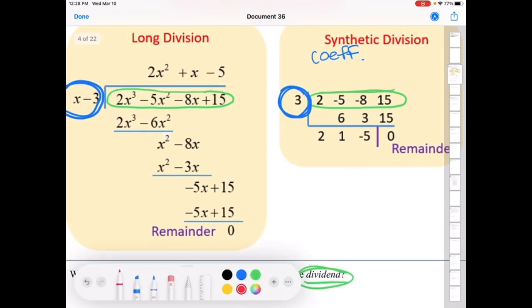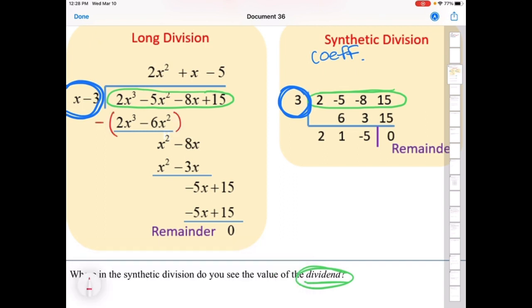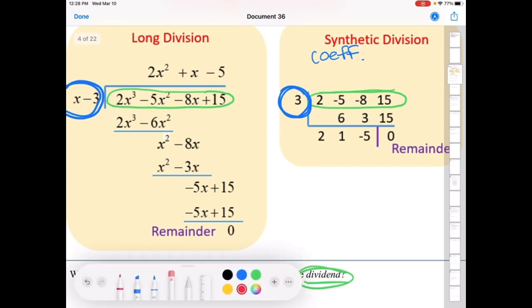Well, there's actually a couple things I do want to point out. When you're doing your long division, it's kind of a process to subtract each term, and you have to be careful of your negatives. Here in synthetic division, it's a little bit easier because you don't have to do all this subtraction and changing of signs to make sure you're adding your terms correctly.